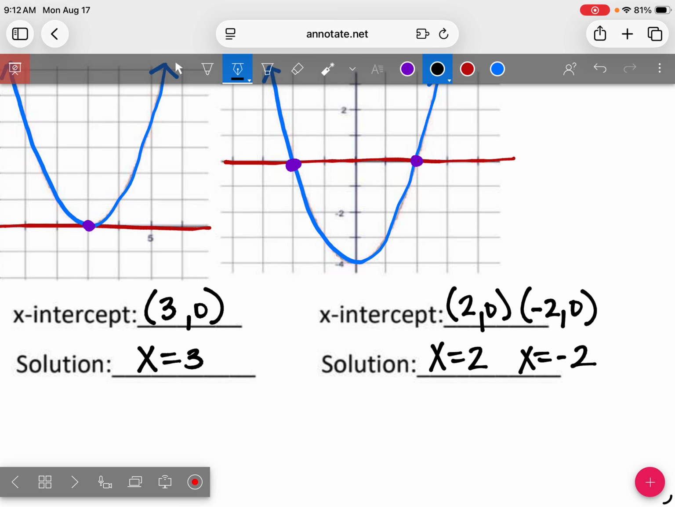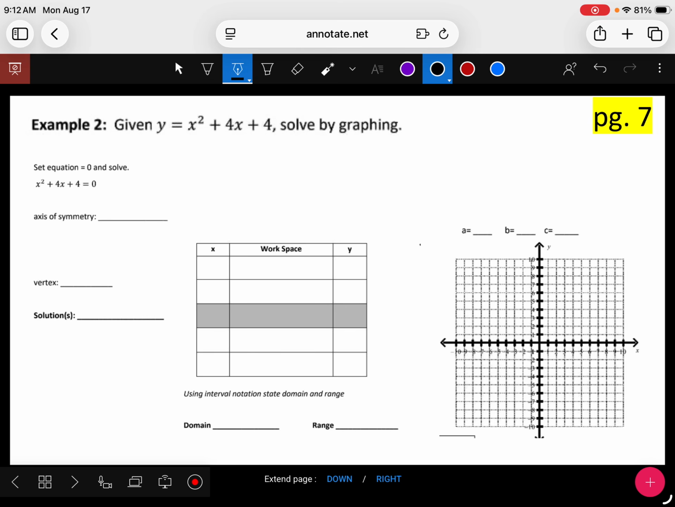So everything we're going to do, I think we have two that we're working through today. Same steps as 1.1, except now I'm also asking for the x-intercept. So let's go ahead and go through the next one together. Example 2 on page 7. I know mine doesn't look exactly like yours. I had to make it fit, but it has all the same pieces there.